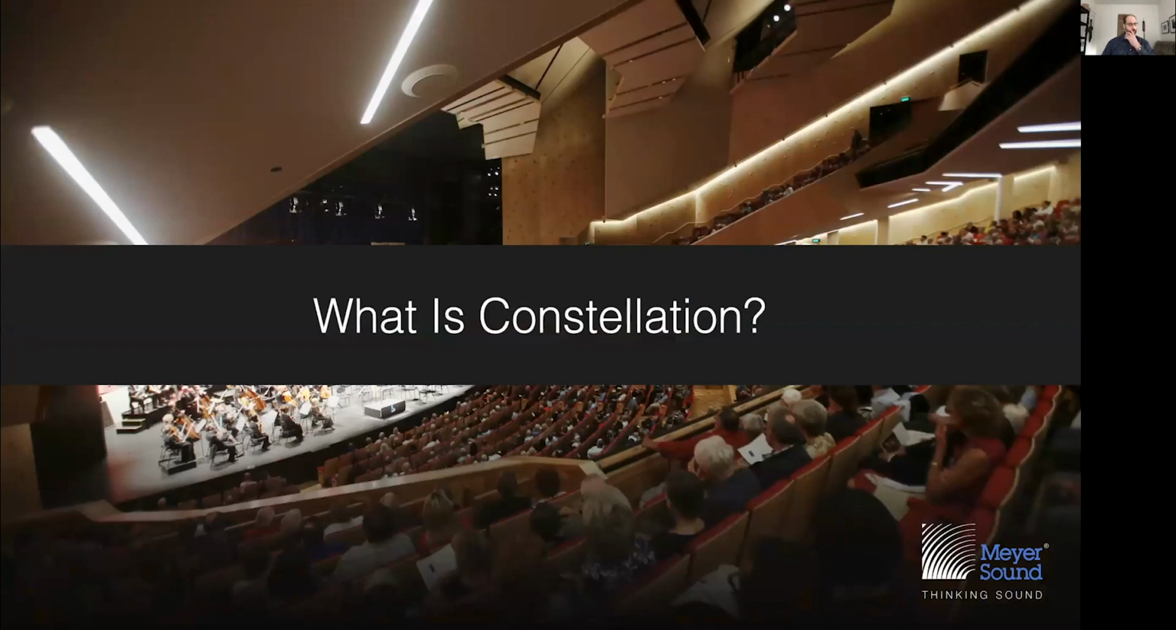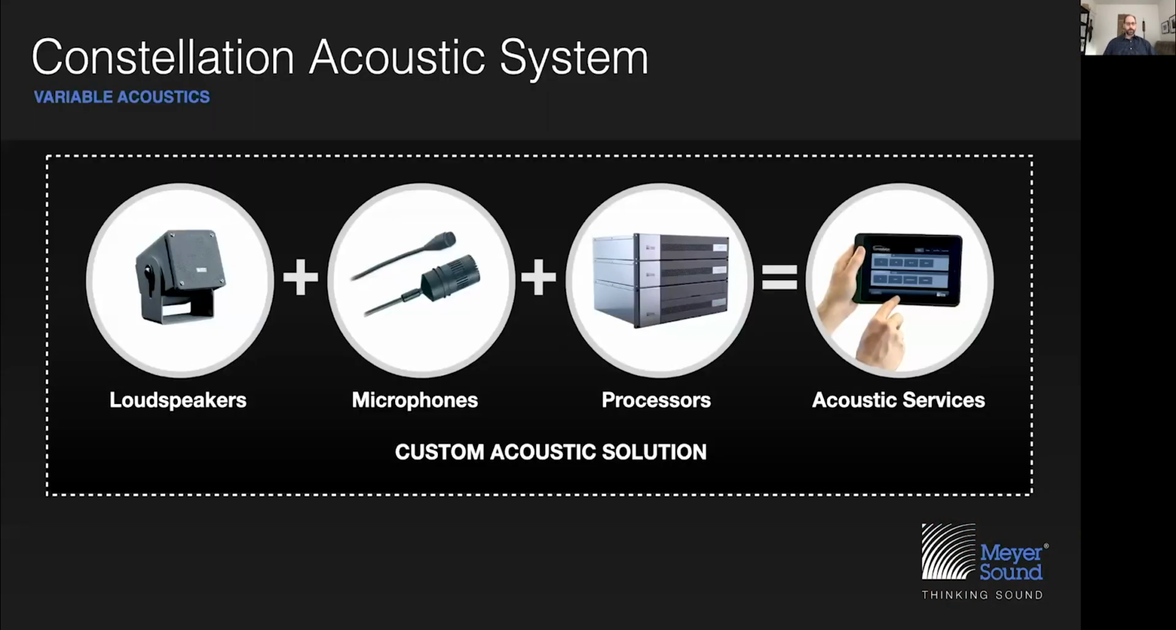So I will start with a short recap of what is Constellation. If you didn't see the previous two webinars, I'm going to explain a little bit what the system is and how it works before getting into some examples of multipurpose halls. Constellation is a system of loudspeakers, microphones, and digital signal processing. Along with our acoustic services, it enables venues to change their acoustics by increasing the reverberation time and adding early reflections to suit various functions and performances.